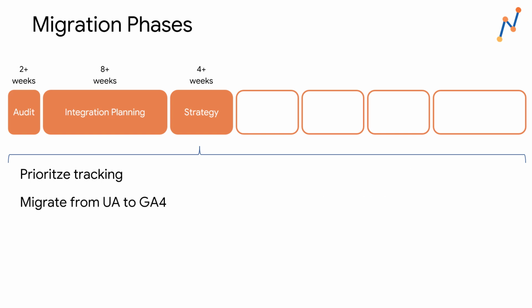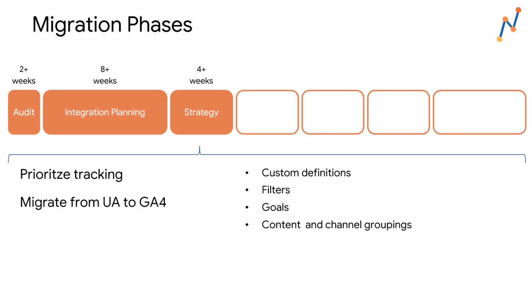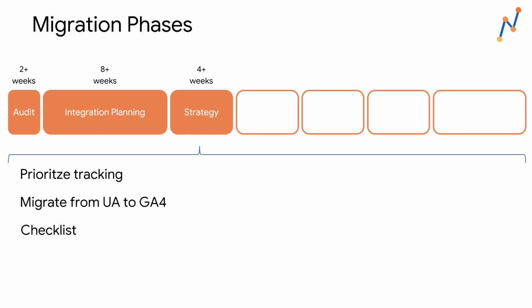Next is to come up with solutions for migrating from Universal Analytics to GA4 with regards to custom definitions like custom metrics and custom dimensions, filters to alter incoming traffic, goals which need to be translated to conversions, content groups as well as channel groupings, and enhanced e-commerce. The outcome then should be 2 checklists which cover what needs to be done. The first one would be a GA4 setup checklist, and the second one would be a migration checklist.